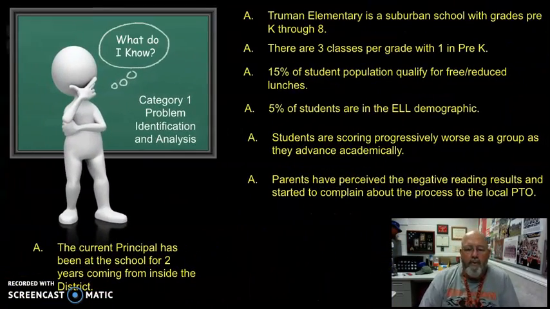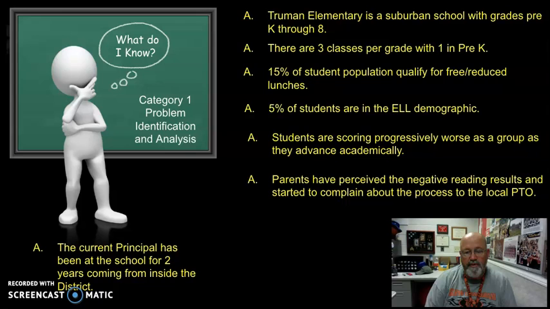What I know, Category 1, Identification and Analysis. Truman Elementary is a suburban school with grades pre-K through 8. There are 3 classes per grade with 1 pre-K class. 15% of the students qualify for free or reduced lunch, 5% are ELL demographic. Students are scoring progressively worse as a group as they advance academically.